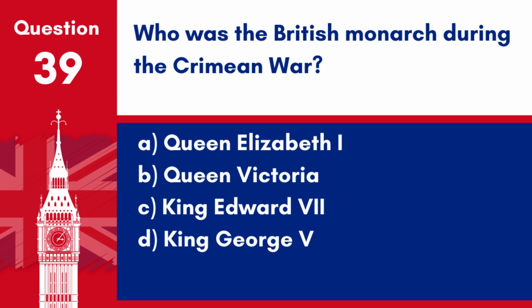Answer: B. Queen Victoria. Queen Victoria was the monarch during the Crimean War, 1853 to 1856, a conflict in which Britain allied with France, the Ottoman Empire, and Sardinia against Russia.